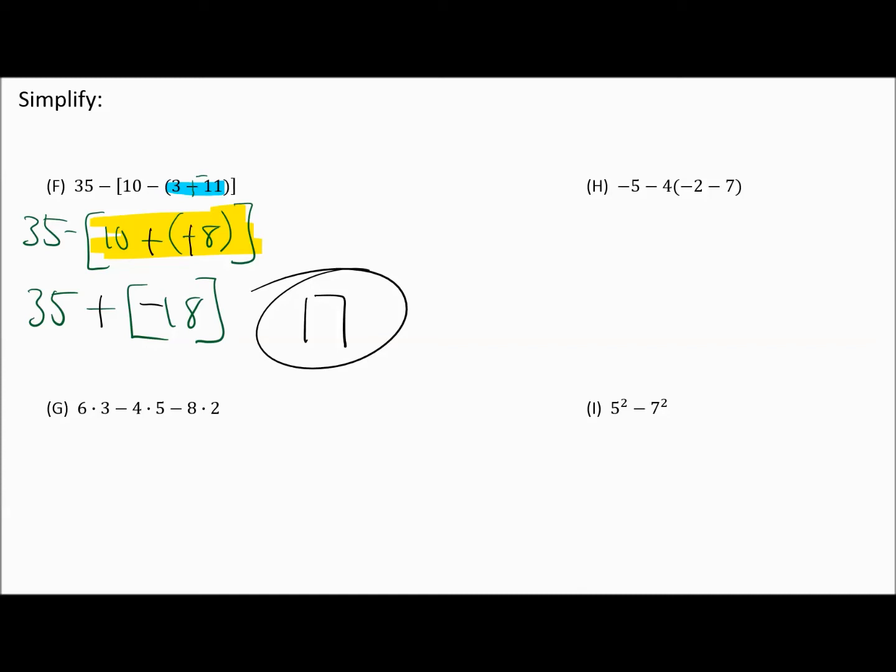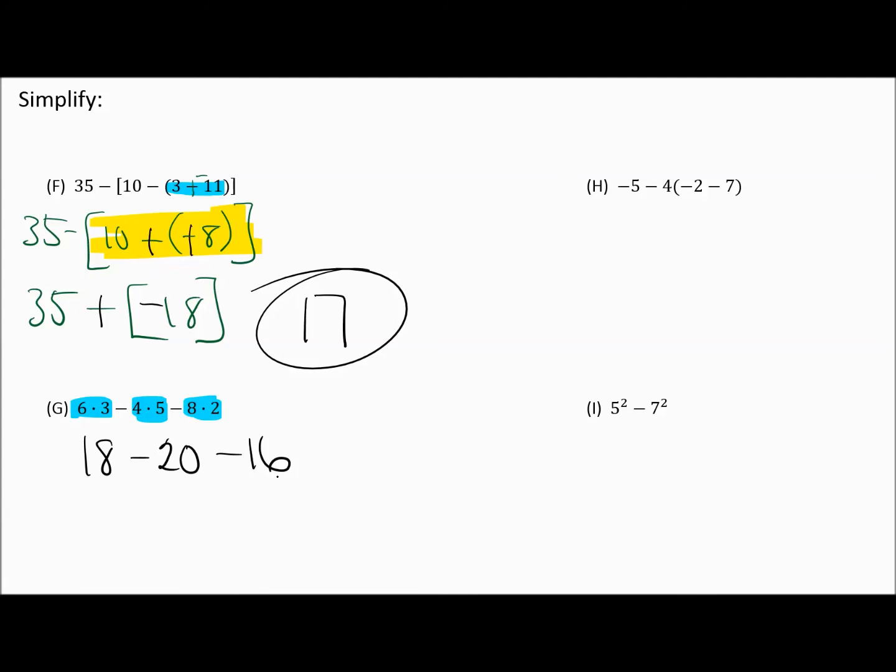Now look at this next problem. It can be confusing. I'm seeing multiplication. I'm doing G. I'm seeing subtraction down here. Remember, you got to multiply before you can add or subtract. So I'm going to do 6 times 3. I'm going to do 4 times 5. And I'm going to do 8 times 2. Because multiplication comes before addition and subtraction, which turns it into actually not a difficult problem. 6 times 3 is 18, minus 4 times 5 is 20, minus 8 times 2 is 16.